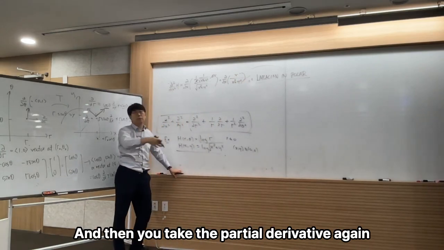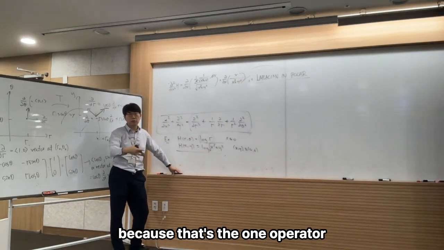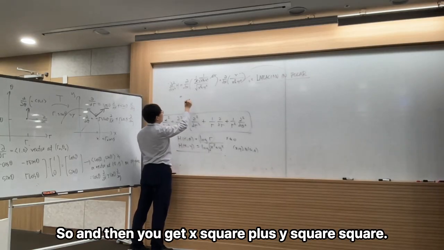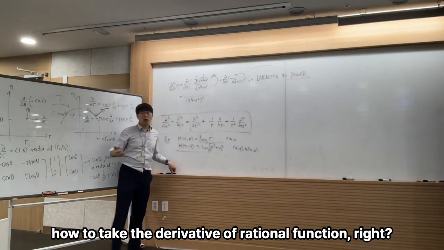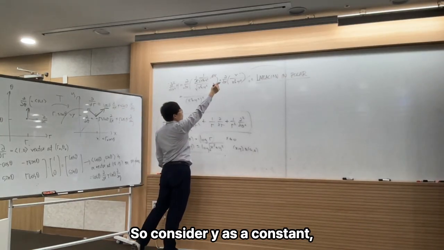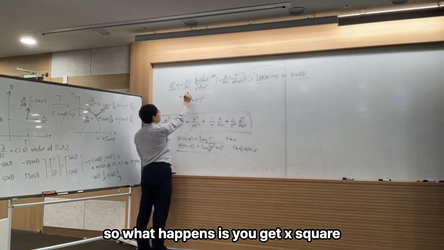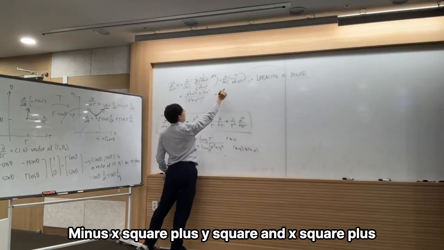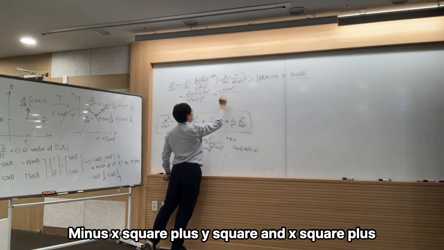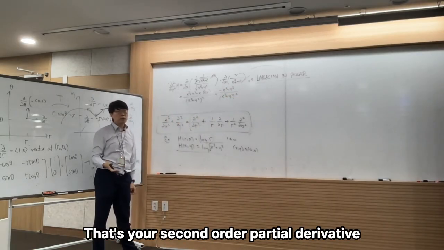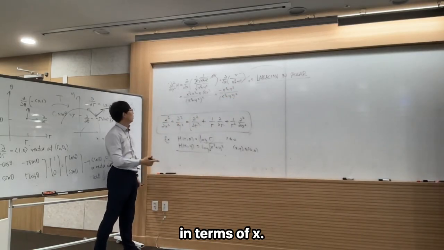And then you take the partial derivative again, because that's the one operator of the Laplacian. So you get (x squared plus y squared) squared in the denominator. I'm assuming that you know how to take the derivative of a rational function, right? So consider y as a constant. What happens is you get (x squared plus y squared) minus x times 2x. So you get minus (x squared plus y squared) over (x squared plus y squared) squared. That's your second order partial derivative in terms of x.